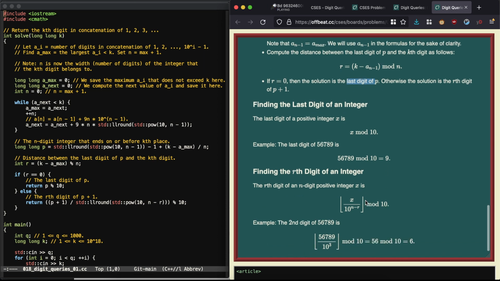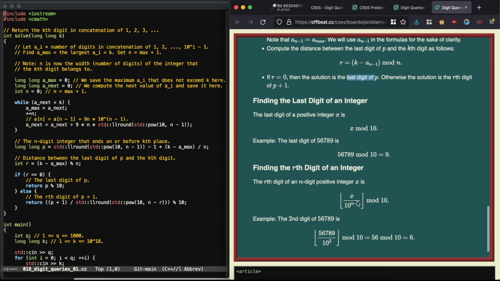How do we find the rth digit of an integer? Let's take this example. How do we find the second digit of 56789? First we have to get rid of the 789. We just need to extract 56 out of it. And how do we do that? We do an integer division of this number 56789 by 1000. So that's what we are doing here. We just get rid of the 789 and just keep 56.